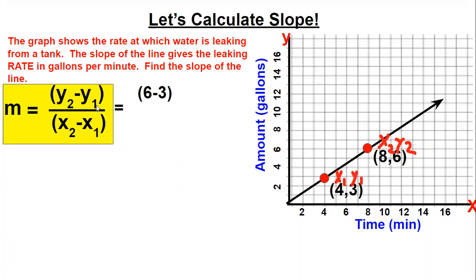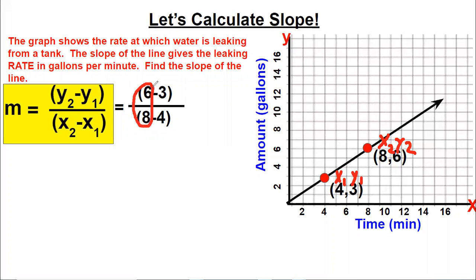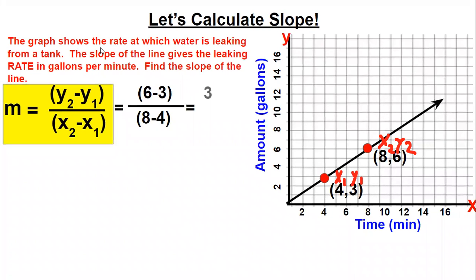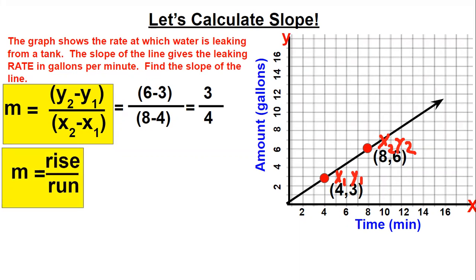So I got 6 minus 3, y2 minus y1 over x2 minus x1. Remember to keep the buddies together. 6 has to stay with 8 because they're a pair, and 3 needs to stay with 4. Calculate my math. 6 minus 3 is 3. 8 minus 4 is 4. My slope is equal to 3/4. That's my rate of change.